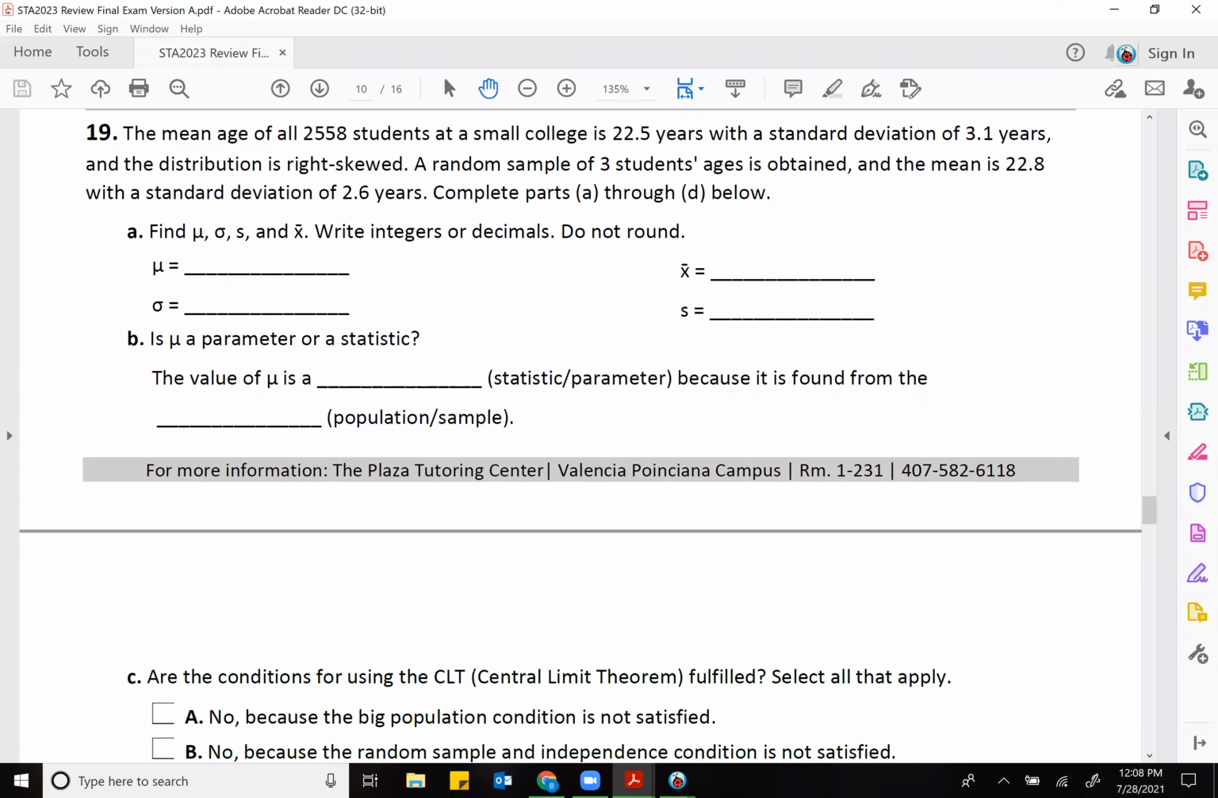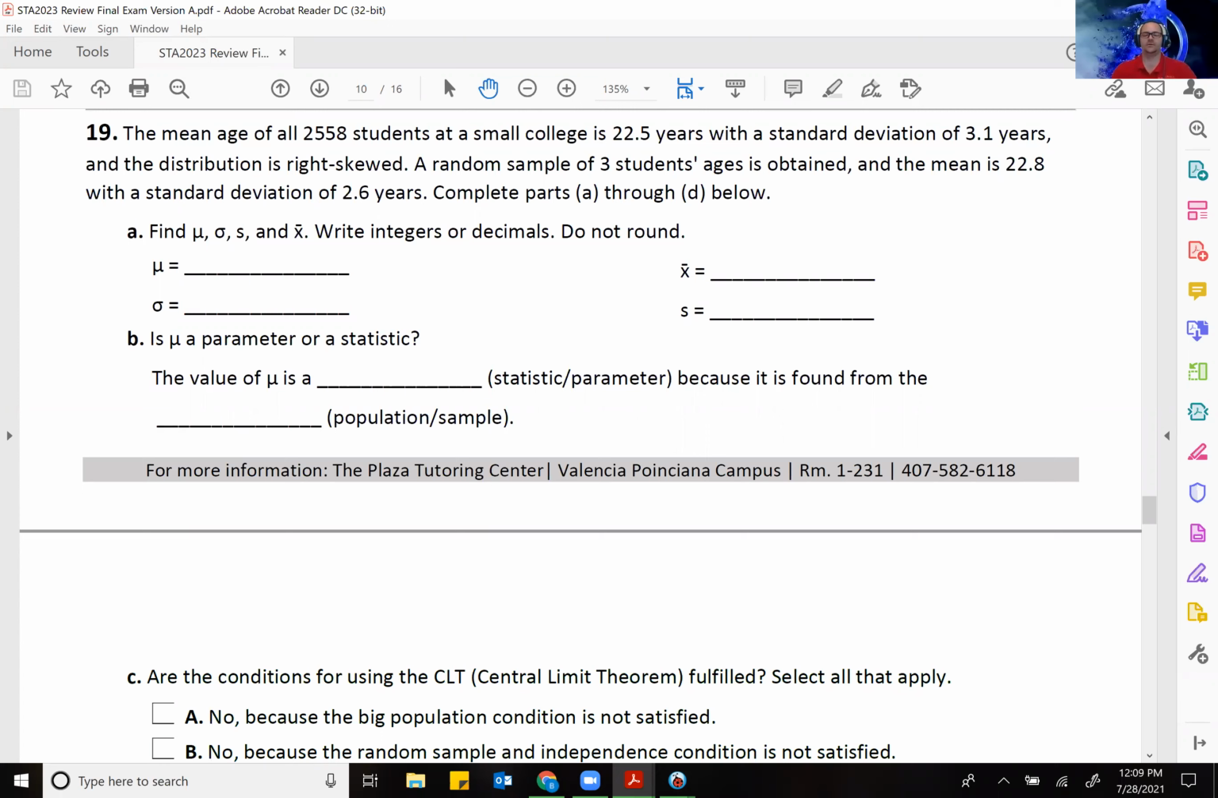So the U looking one, that's 22.5. And the O with the thingy is 3.1. So mu is the U looking one. That's our mean. And the O with the thingy is lowercase sigma. And that's the 3.1 because those two are about our population. Then who's X bar? 22.8. Good. And that's about our sample. Keep going. 2.6 is our standard deviation of our sample.